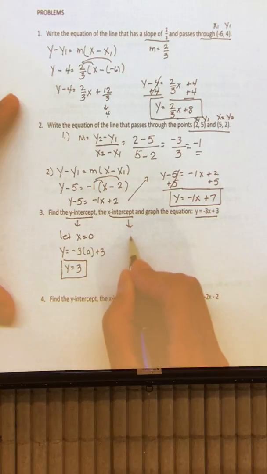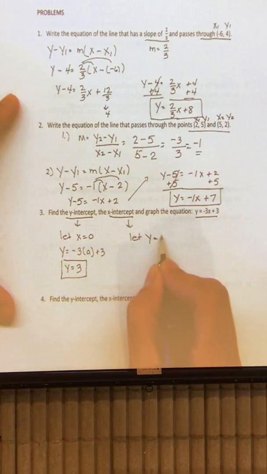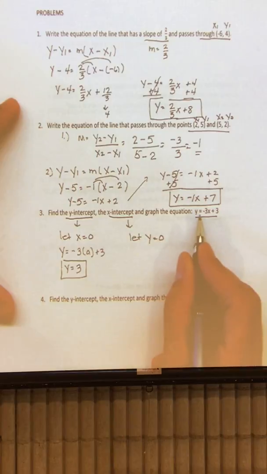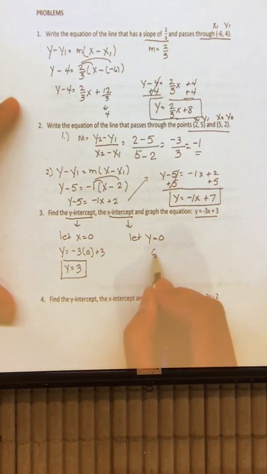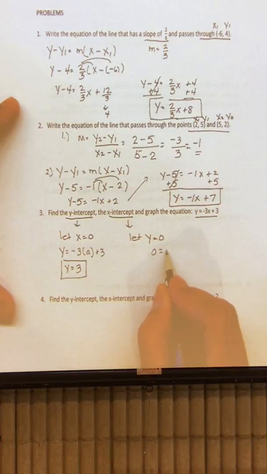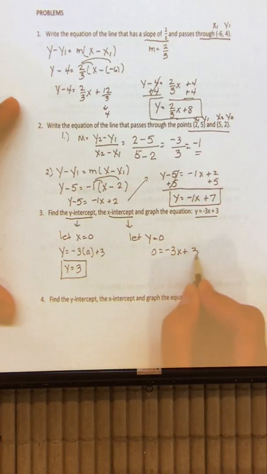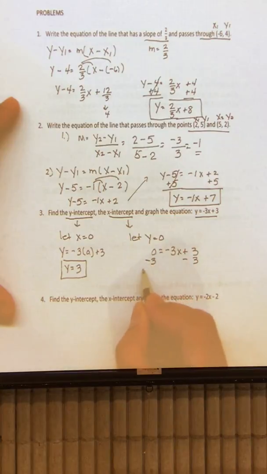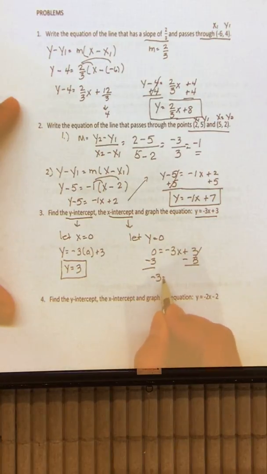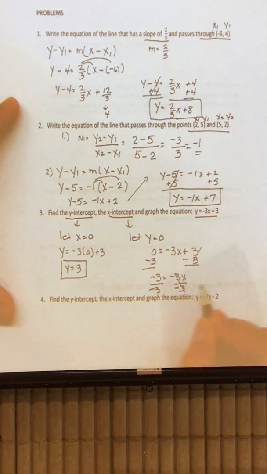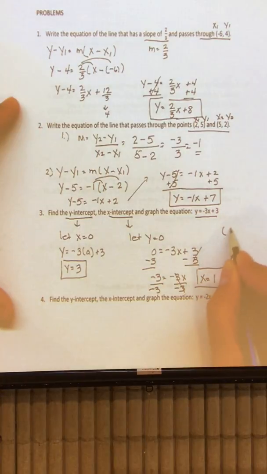To find our x-intercept, we let y equal 0. So substituting 0 into the equation, we have y, which is 0, equals -3x plus 3. Subtracting 3 from both sides, we have negative 3 equals negative 3x. Divide by negative 3 on both sides. x is equal to 1. Therefore, our x-intercept is 1, 0, and our y-intercept is 0, 3.